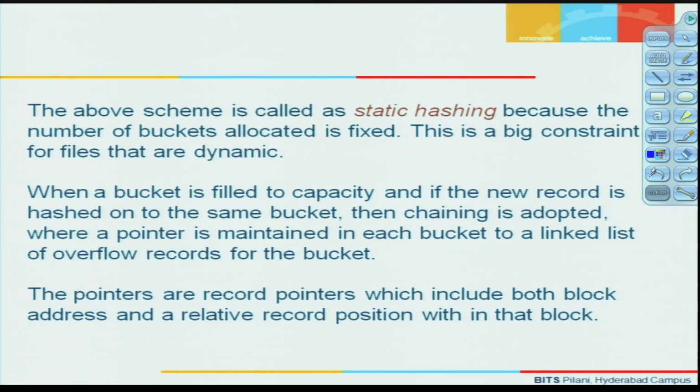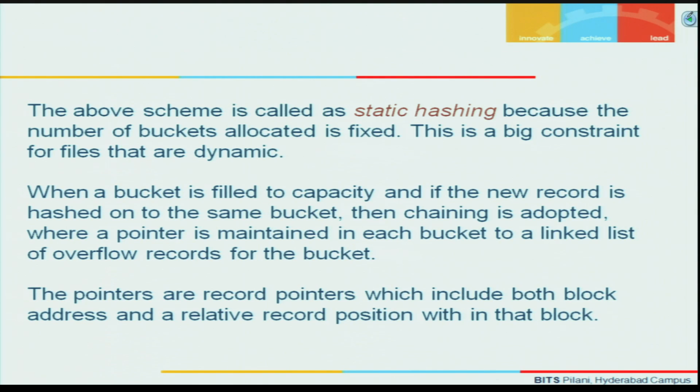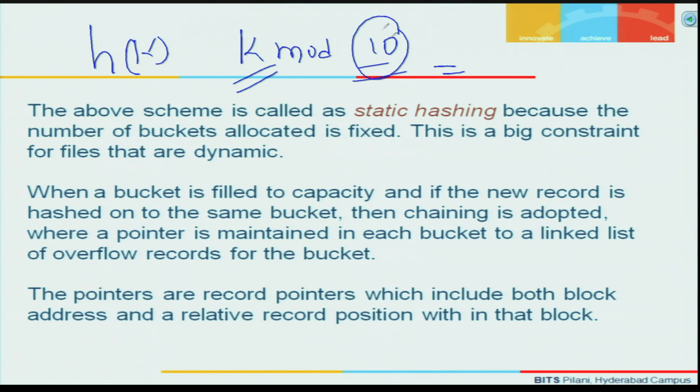The above scheme is called static hashing, because the number of buckets allocated is fixed. If I am using a hash function h(k) which is k mod 10, what are the possible values? You give any key value, since m is equal to 10, there could be only 10 possible values, from 0 to 9. This is called the address space, and that means there could be only 10 logical buckets according to this hashing, and it cannot change over time. That is why it is called static hashing, because the number of buckets allocated is fixed.